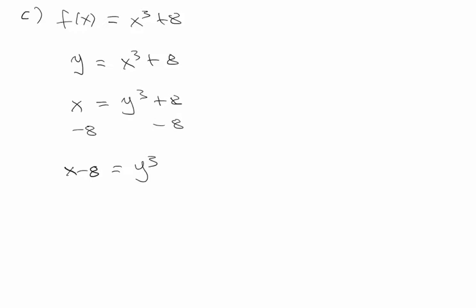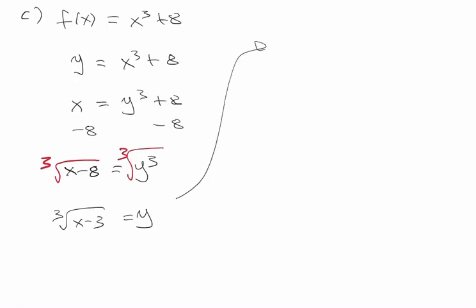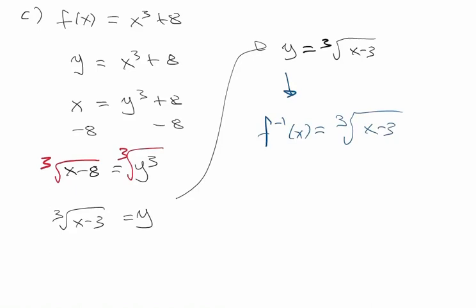Now how do we undo the third power? We can take the cube root of both sides. So then we have y equals the cube root of x minus 8. But then one last step, we have to write f inverse of x equals the cube root of x minus 8. So this is the inverse function of this given function right here.